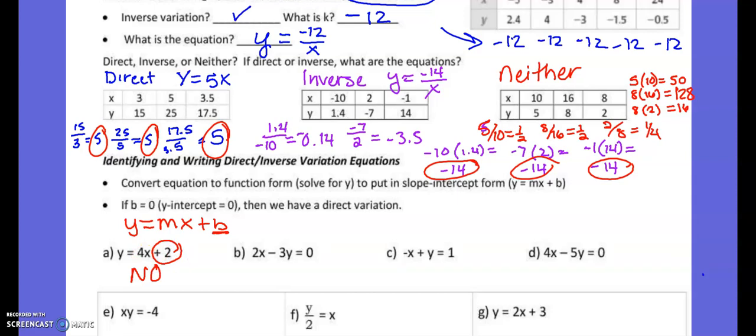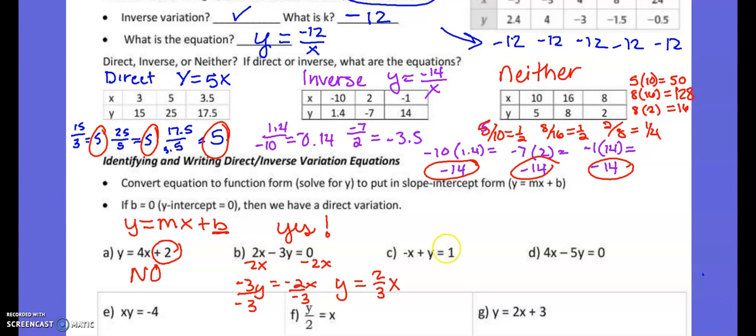My next one, I'm just not sure. I've got to solve for y. So I'm going to subtract 2x on both sides. I'll get negative 3y equals negative 2x and divide by negative 3. I get y equals 2/3 x. Is that a direct variation? It is. My k is 2/3 in that case.